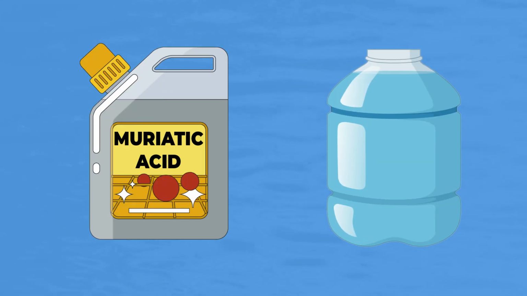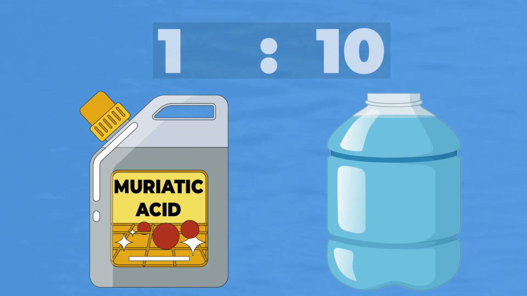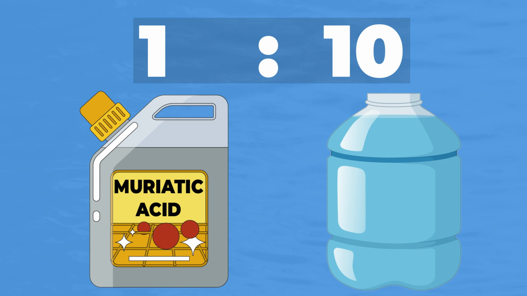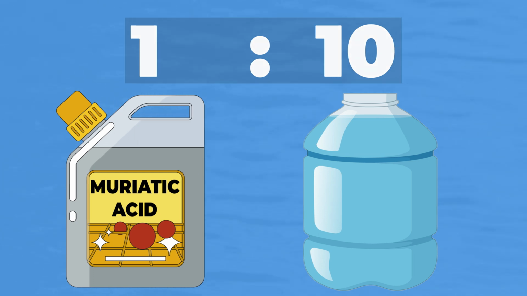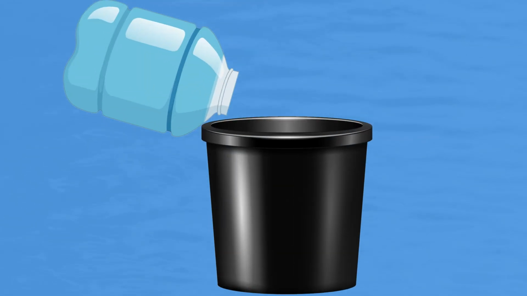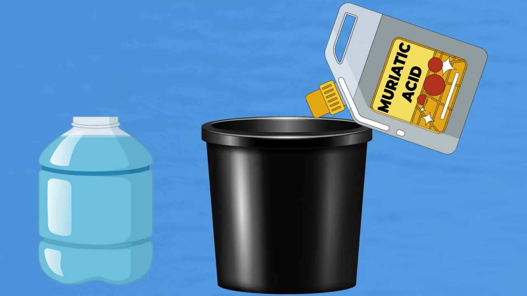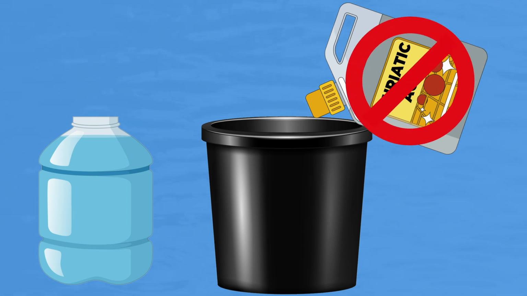Since muriatic acid is a strong acid, you must always dilute it before using it. The recommended ratio is 10 parts water to 1 part muriatic acid. However, always follow the manufacturer's instructions. To dilute it, add water to an acid-resistant bucket first, and then add the muriatic acid. Don't add the muriatic acid first to avoid splashes.